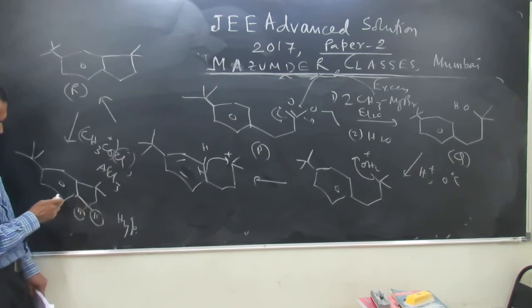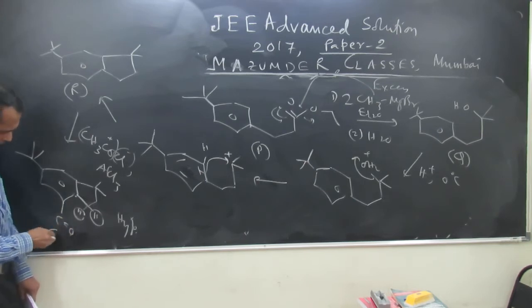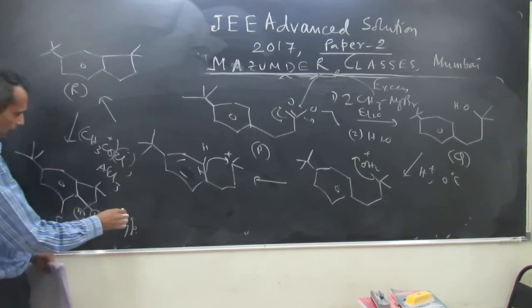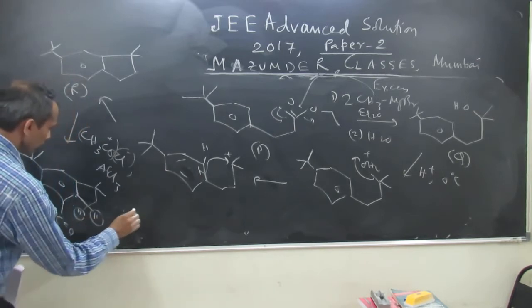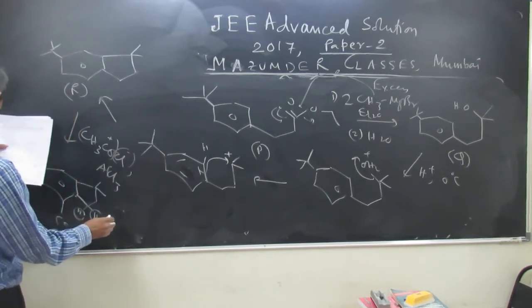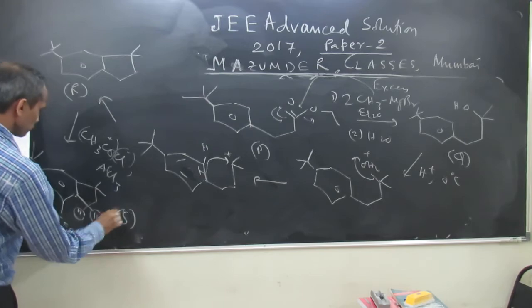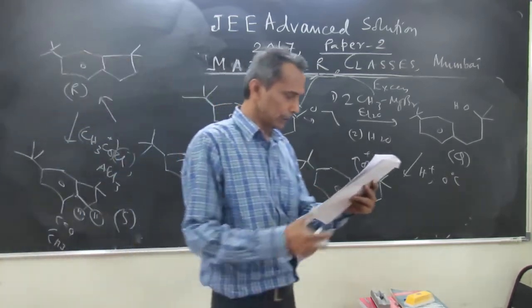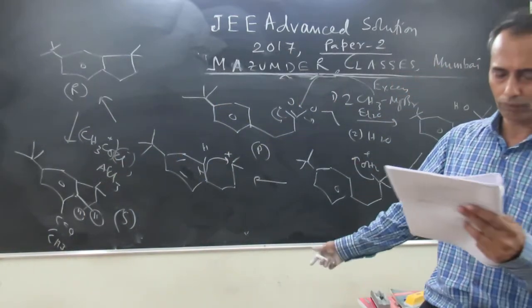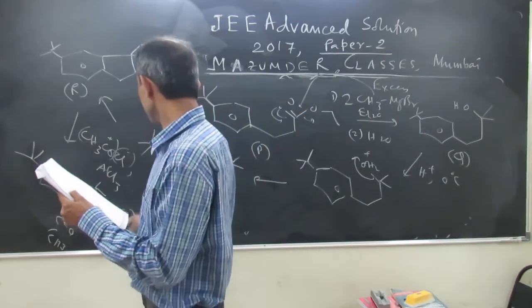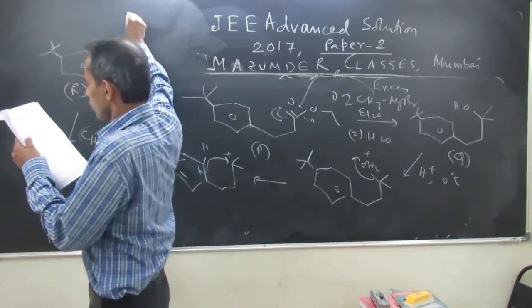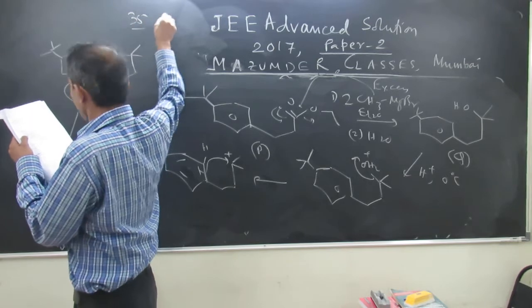So with respect to this, ortho, and this para is blocked, so obviously it will be C double bond O CH3. It's a very interesting question, and the interesting part is the application of hyperconjugation, and this is basically your S. So they are asking what product S is, and I have said that product S is this. So the answer choice for 35 is A.